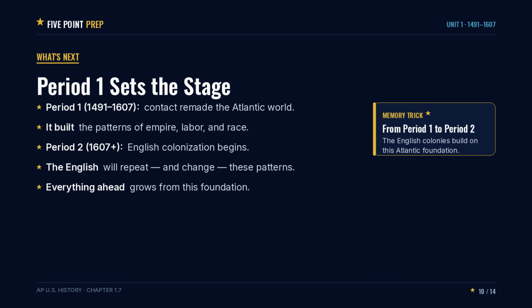Finally, where does period 1 leave us? Between 1491 and 1607, transatlantic contact completely remade the Atlantic world and built the basic patterns of the centuries to come: empire, coerced labor, and racial hierarchy. Period 2, beginning in 1607, opens the era of English colonization, and the English will repeat some of these patterns and change others as they build their own colonies.